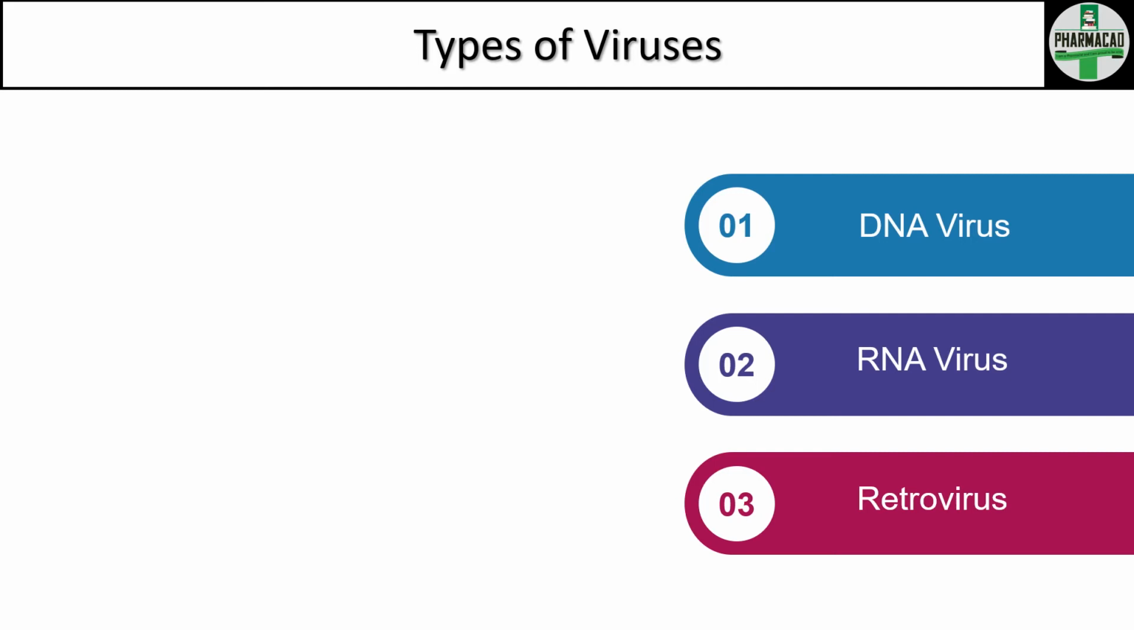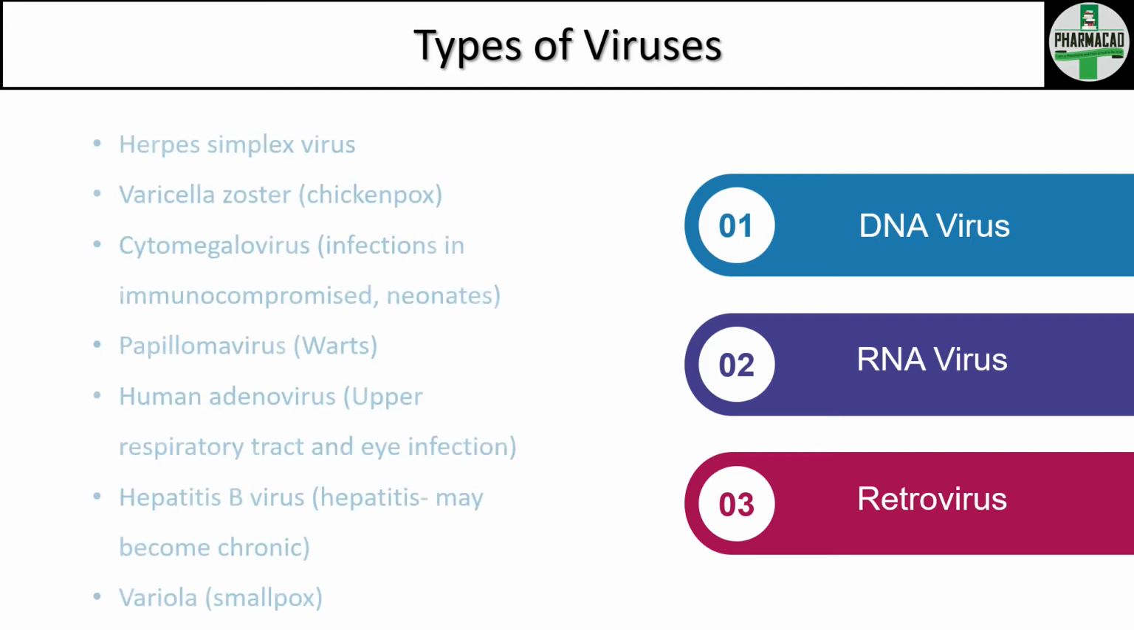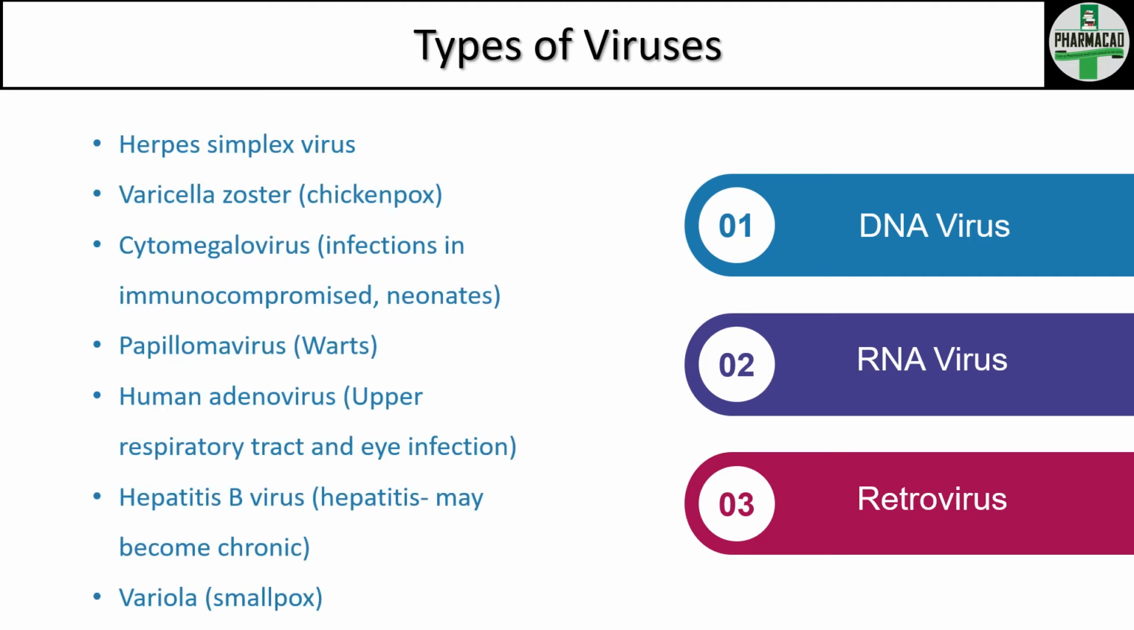Here a few examples of these viruses are mentioned. The DNA viruses are herpes virus, varicella zoster, which causes chickenpox, cytomegalovirus, which causes infections in neonates or immunocompromised patients. Papillomavirus causes warts, which is hard skin growth. Human adenovirus, hepatitis B virus, which can cause chronic infection, and variola causing smallpox.